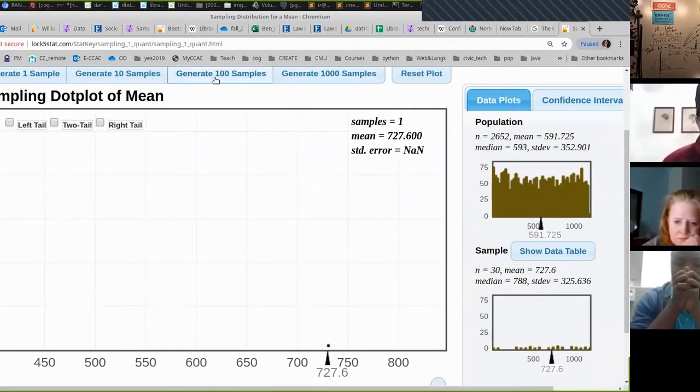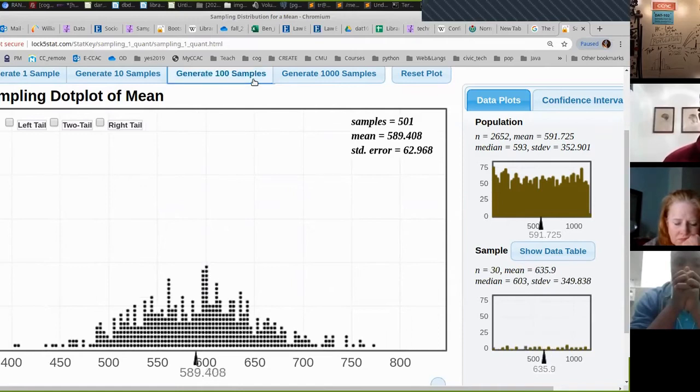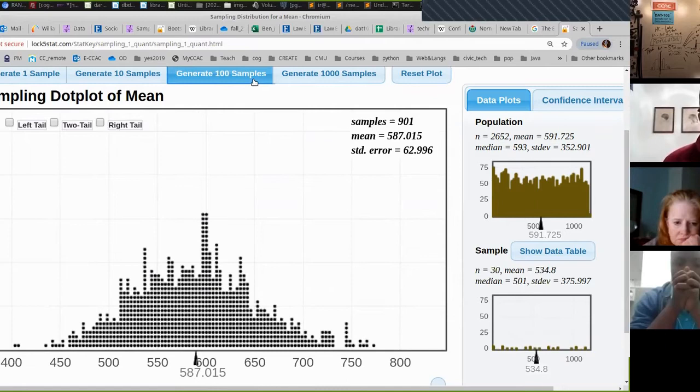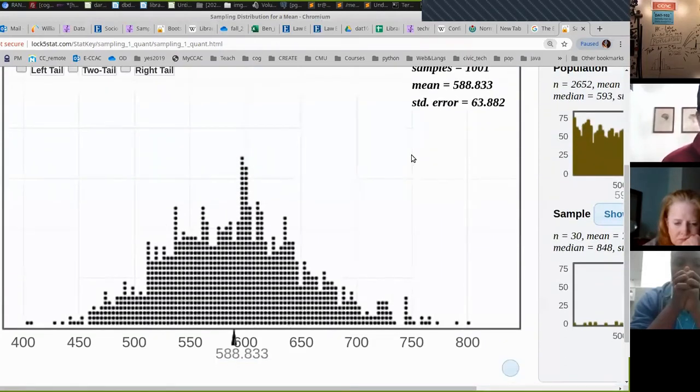So again, let's make a sampling distribution. If I keep sampling, I get a sampling distribution. And notice this StatKey tool is used for teaching this very thing.